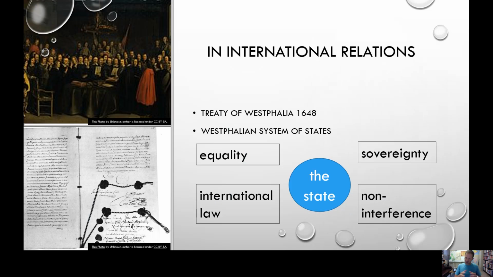And of course, the state system took thousands of years to develop, so it's very, very old. But we can say the modern state system began with the Treaty of Westphalia in 1648. And this established some principles of international relations, so the relations between states in this international society. And one of these principles was sovereignty, meaning that the state has control over its citizens and its territory, and states cannot interfere in other states. And equality, all states are equal. And of course, this became international law, and we call this the Westphalian system of states.